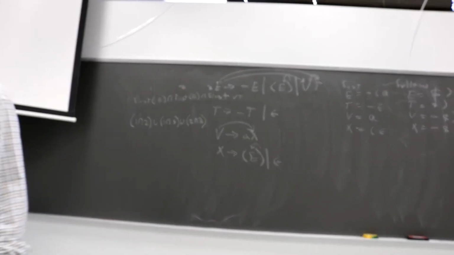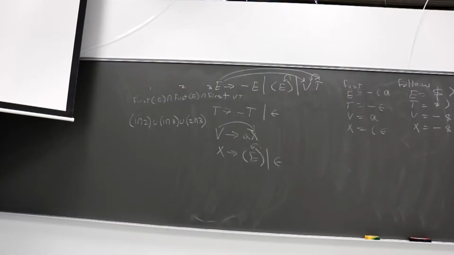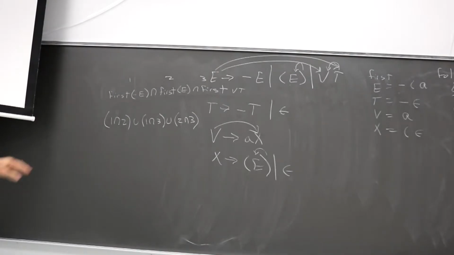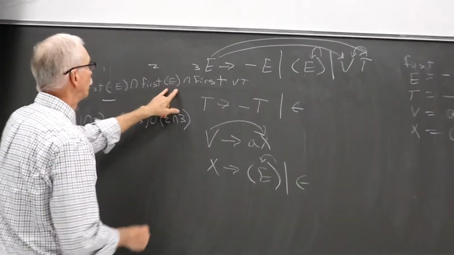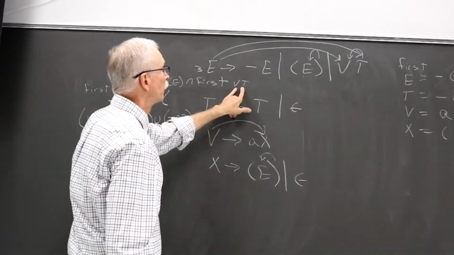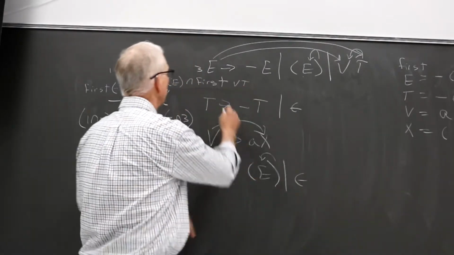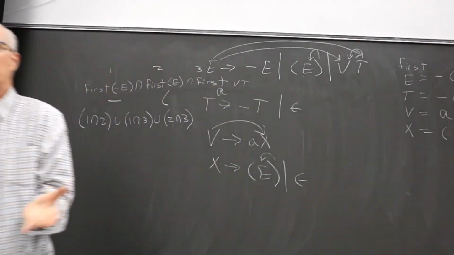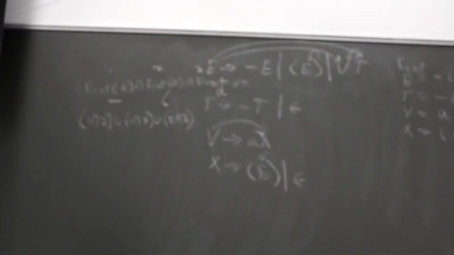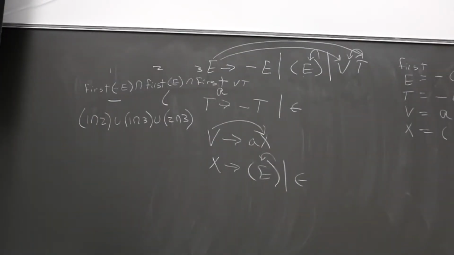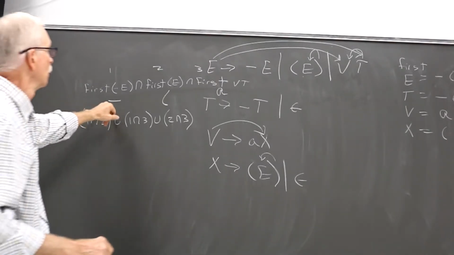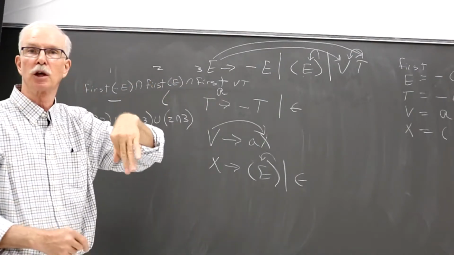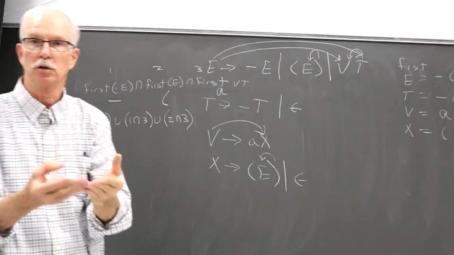Cannot have anything in common or cannot begin with the same, I'm sorry? The first. So the first of this is minus. The first of this is left paren. The first of VT is A. Now, if V went away, then I'd have to add the first of T. And so I'm creating the first of the string that can't have anything in common. So minus, left paren, and A, nothing in common, that is parsable.